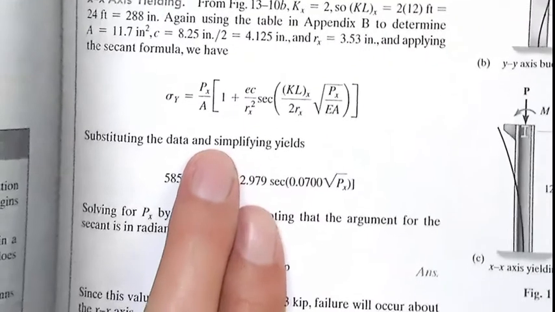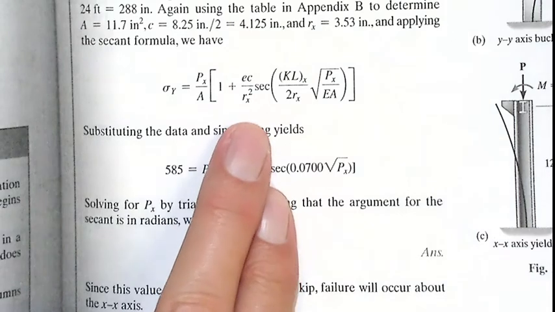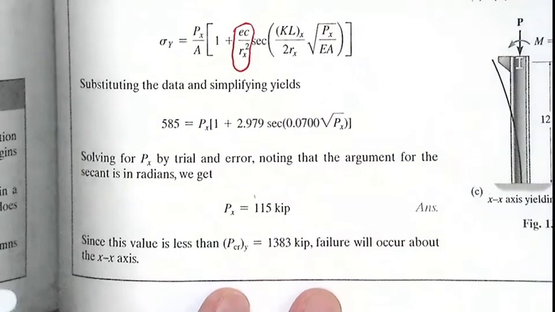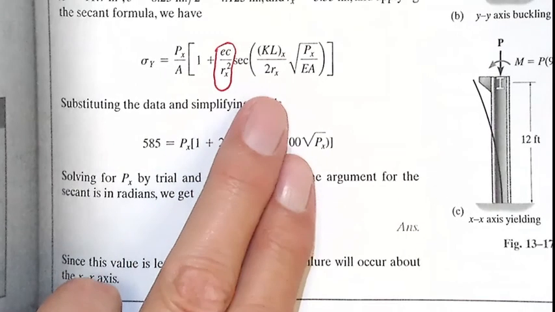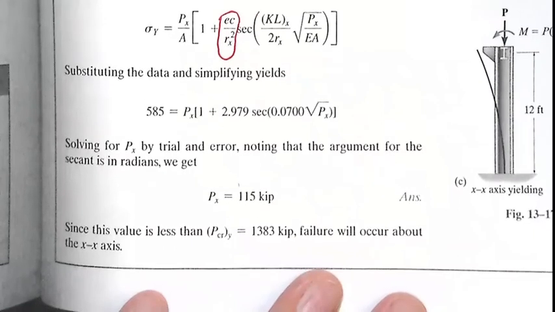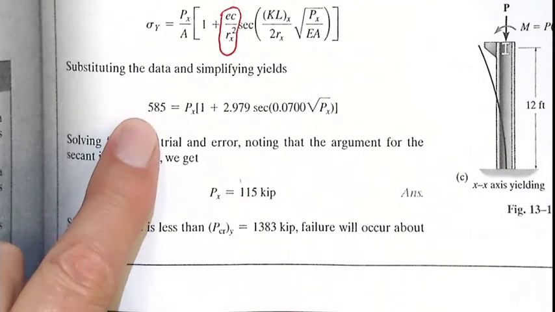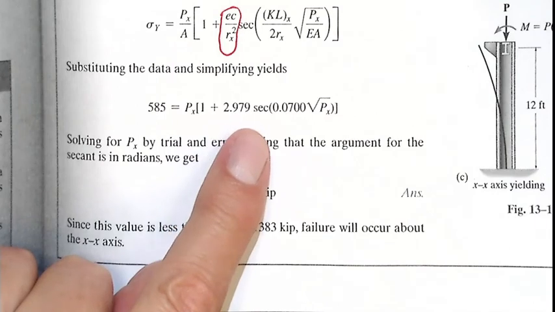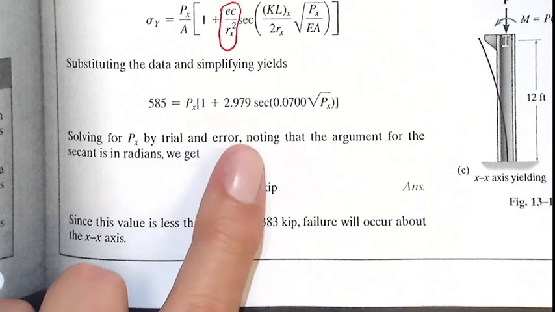So the second formula, Px over A times 1 plus ec over r squared times secant of KLx over 2rx times the square root of P over EA. That is what we obtained today. So what we get actually is as follows. Yield stress then equals 585 equals Px times 1 plus 2.979 times secant of Px. Now we have to solve it by trial and error.